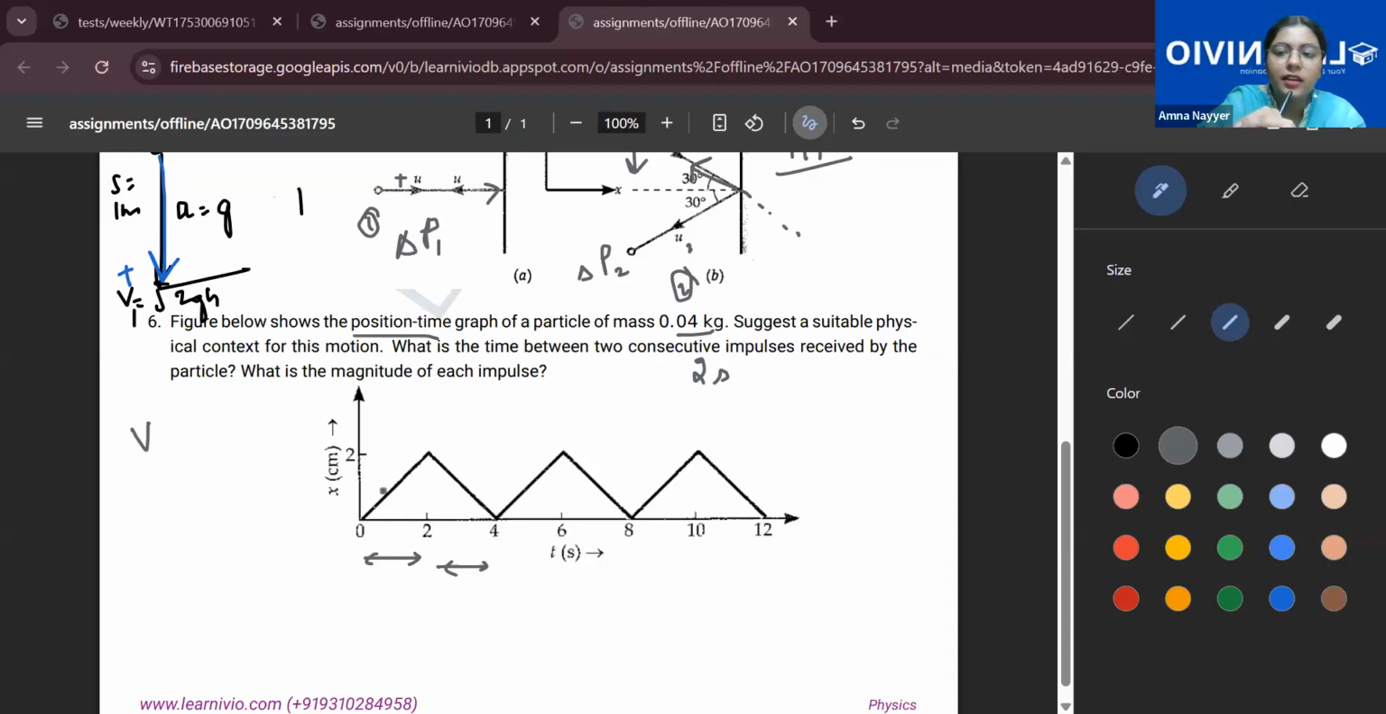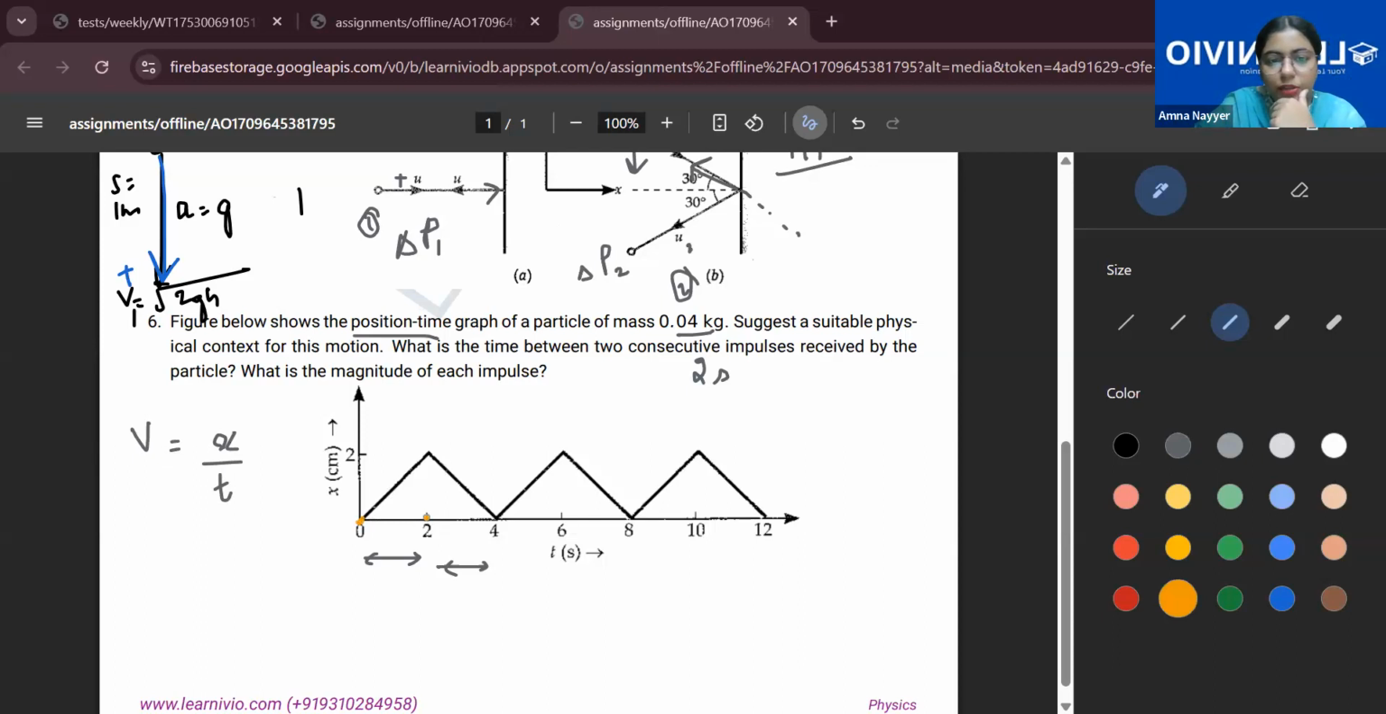Slope of the graph or area? Yes, Aisha, slope. Because I told you, when two things are getting divided, you always take the slope. If I take the area, that will give me acceleration, right? So here the slope will give me the velocity. x by t will give me the speed. Now I know any two consecutive impulses I can take.